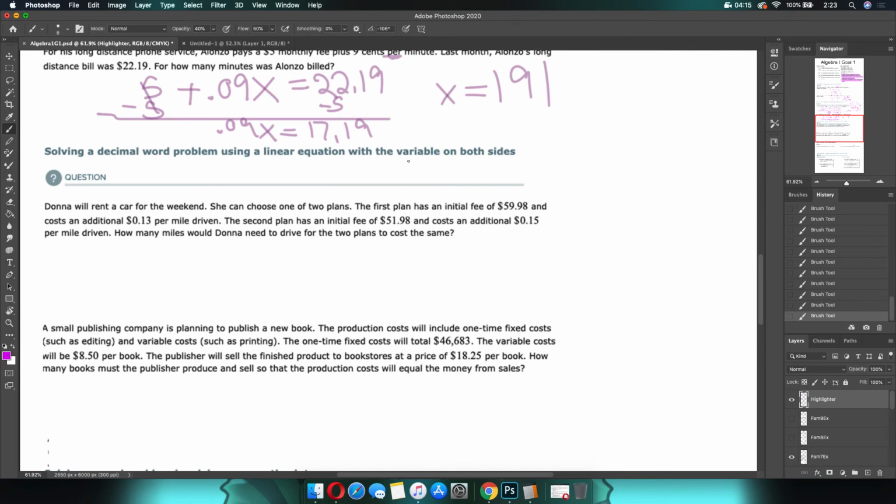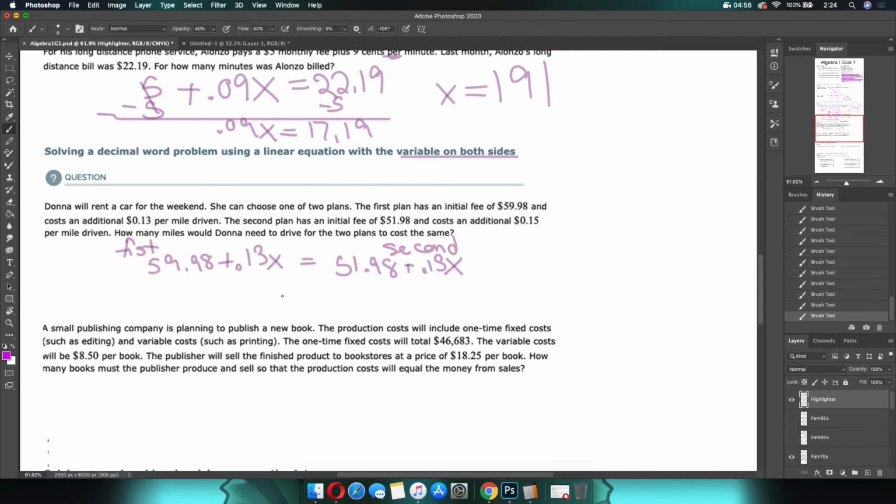Now, let's get a little bit bigger. Oh my God, it's a whole paragraph. And look, it tells me the variable is going to be on both sides. Let's see what we're doing. So we have a first plan, and then we have a second plan. So let's figure out each of those. The first plan is $59.98 plus an additional 13 cents per mile driven. The second plan is $51.98 with an additional 15 cents per mile driven. Oh, we're done. Now we just have to solve it.